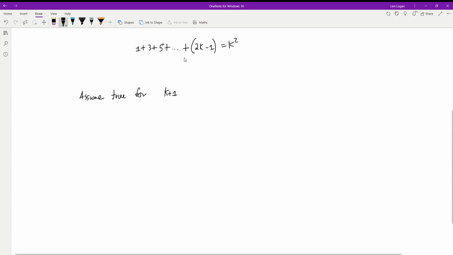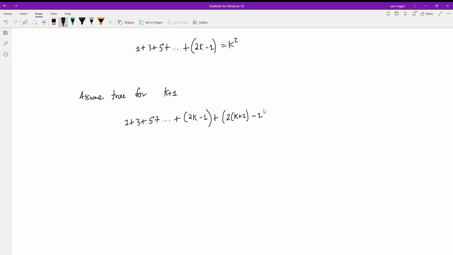So what we're doing when we go k plus 1 is we go 1 plus 3 plus 5 plus dot dot dot plus 2k minus 1. Then we go plus, and then put the k plus 1 in here, so the sum after it. So 2 of k plus 1 minus 1 is equal to k plus 1 all squared.